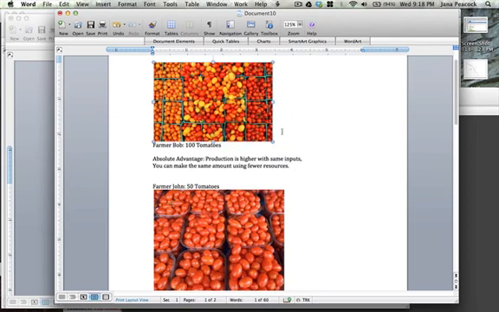He's doing something different. Maybe he has better fertilizer, different tomato seeds, more efficient labor production, better machinery, who knows. Whatever it is, he can make the same amount using fewer resources, or given the same resources, he can produce more. That's an absolute advantage. Comparative advantage focuses on that opportunity cost.